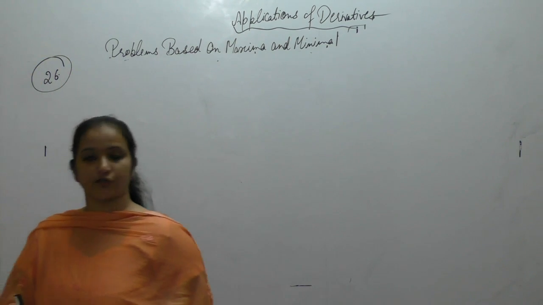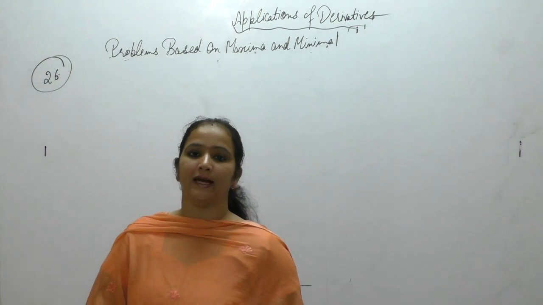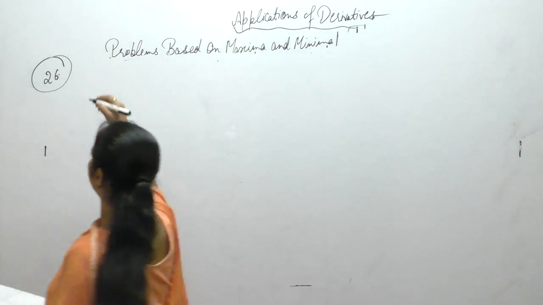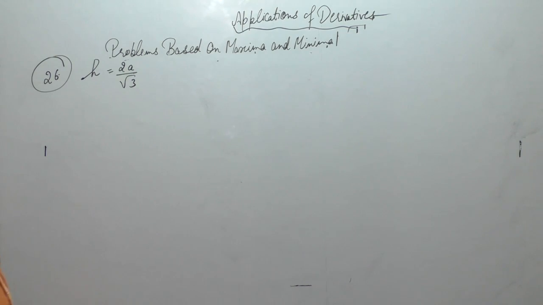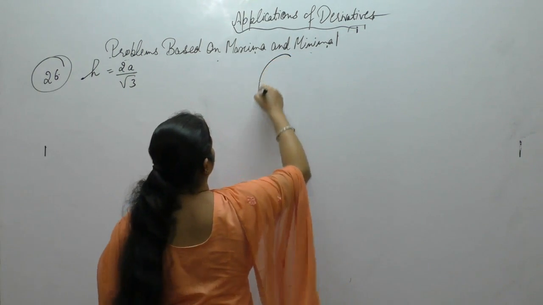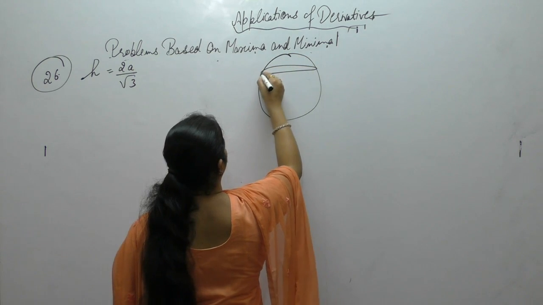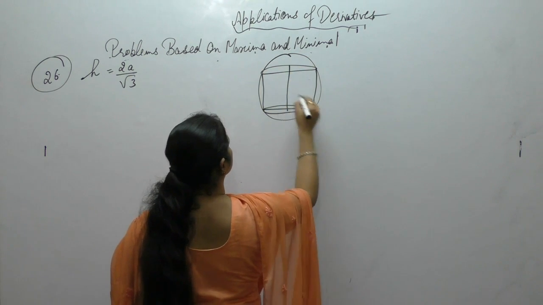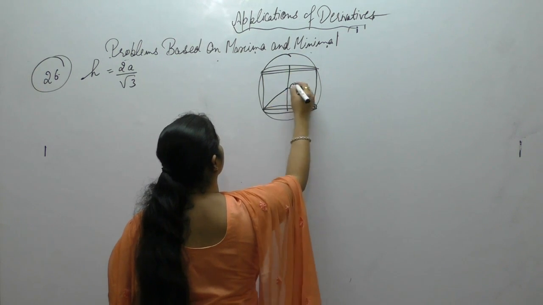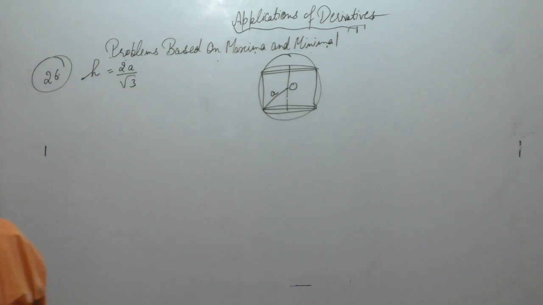Next one, show that the height of cylinder of maximum volume that can be inscribed in a sphere of radius A is equals to this. We have to prove that height of a cylinder inscribed in sphere. Sphere का radius हमें given है A. Radius of the sphere is A. Write down. Let R be the radius of the base and H be the height of cylinder.